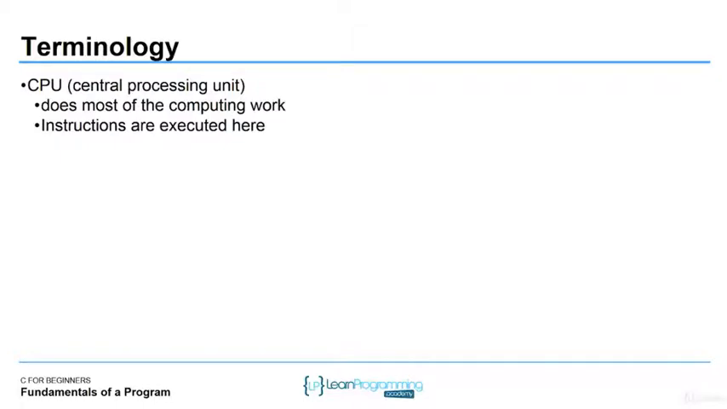I also want to talk about some basic terminology. The CPU, the central processing unit, is the brain of the computer. This is where most of the work is being done. This is where instructions are executed.